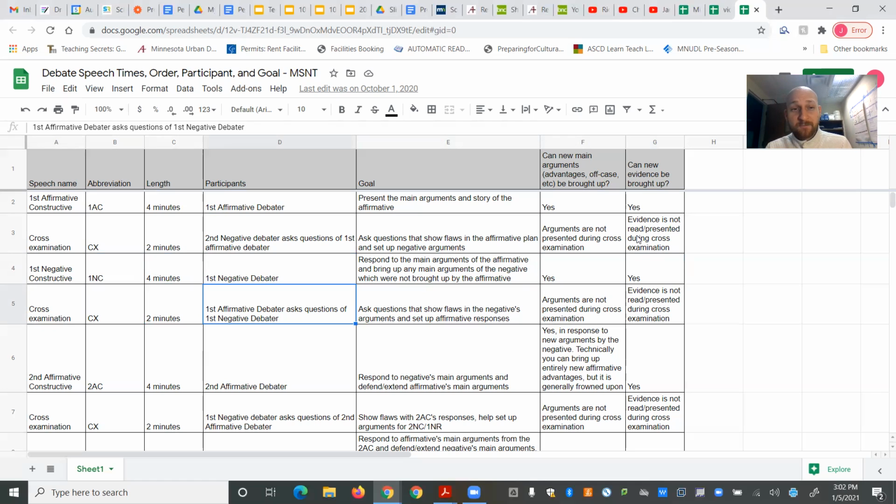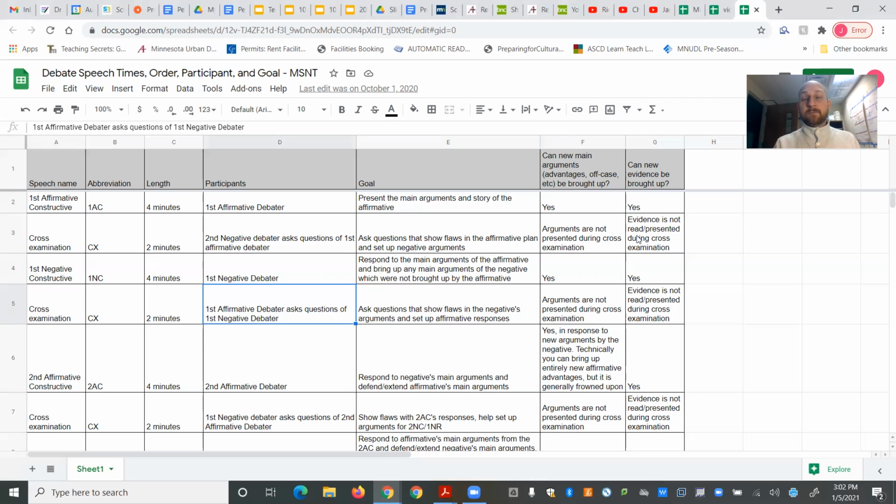And I don't know if you've noticed this already. If you did, you're very sharp. The next speech is from the second affirmative debater, right? So during this cross-examination period, the first affirmative debater is asking questions in cross-examination, while the second affirmative debater is preparing for their speech that's coming next.